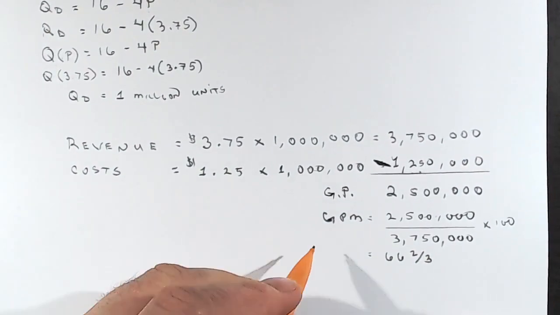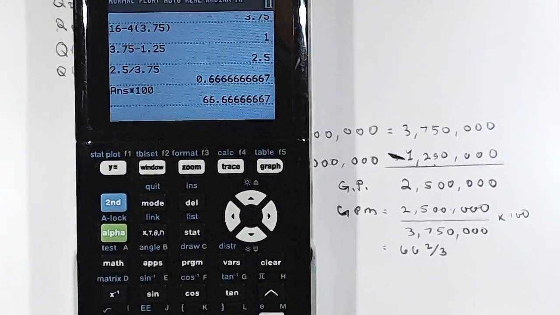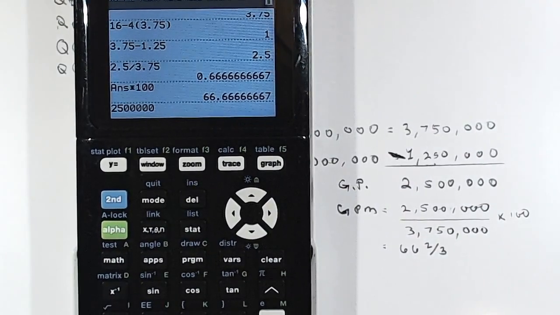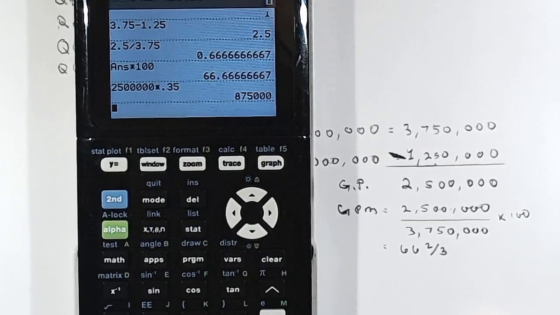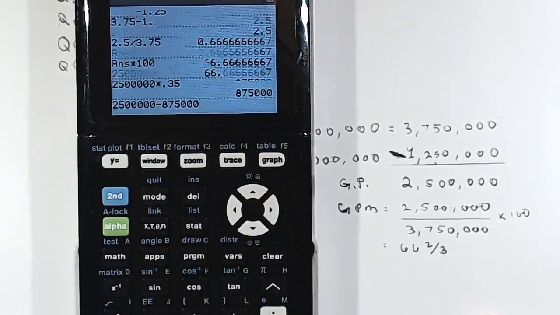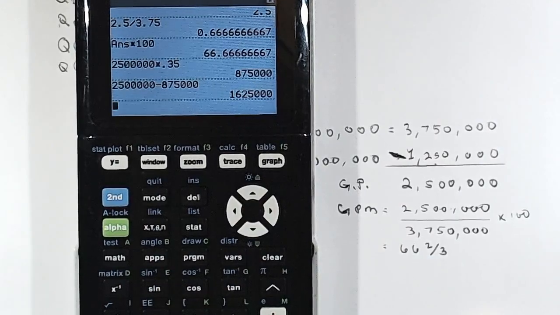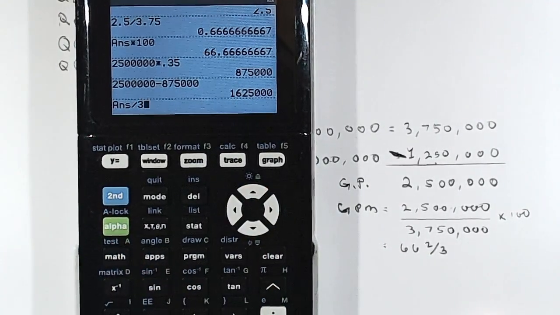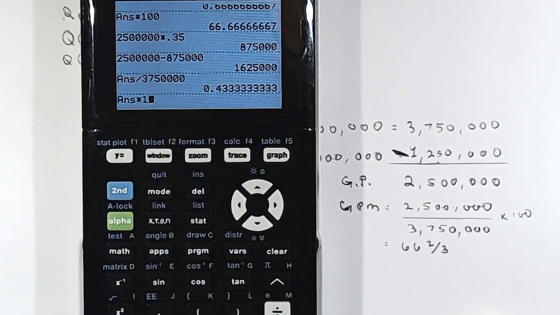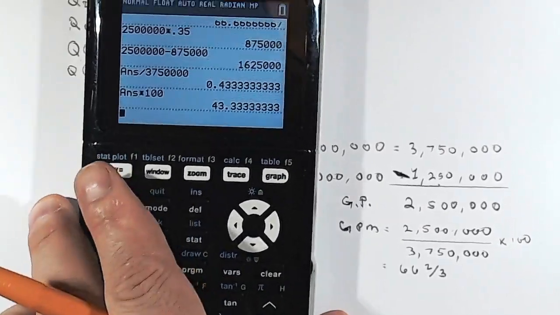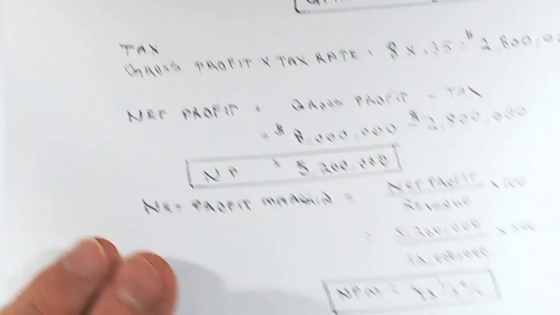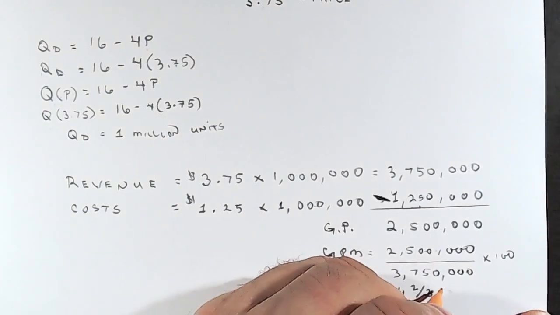All right, if you want to take out the tax, then here, we can just do it here. We have 2,500,000 times 0.35. There's your tax. All right, so now you take 2,500,000 minus the tax, and you get 1,625,000. Divide that by the top line sales, which was 3,750,000, multiply it by 100, and you saw that from before, that your net profit margin stayed the same. Okay, but we only had to compute the gross profit margin here.